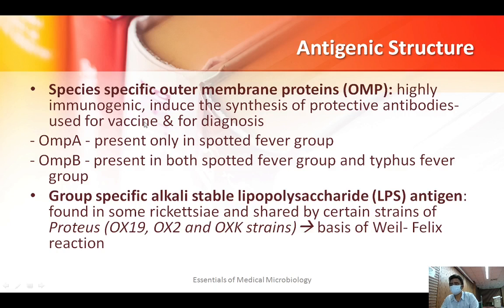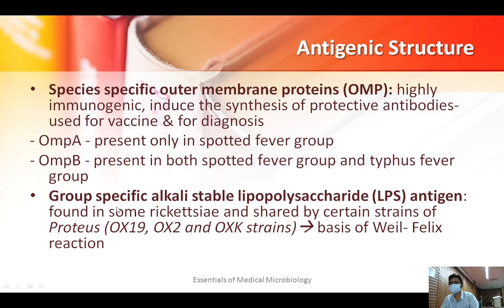As I told you, it has a gram-negative cell wall. The more important component of it is the outer membrane protein, which may be OMPA or OMPB. OMPA is present only in the spotted fever group. OMPB is present in both the typhus as well as the spotted fever group. Then you have the group-specific alkali-stable lipopolysaccharide antigen. This lipopolysaccharide antigen is the basis for the Weil-Felix test.